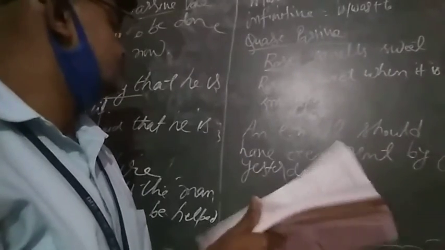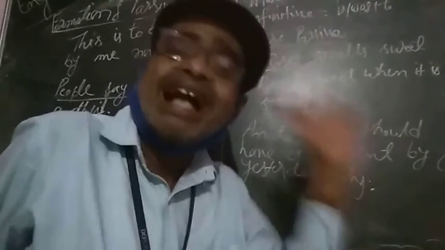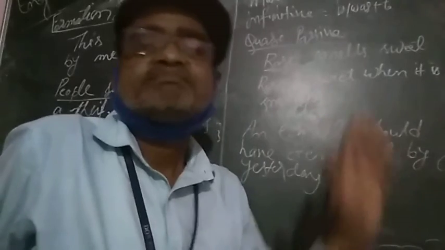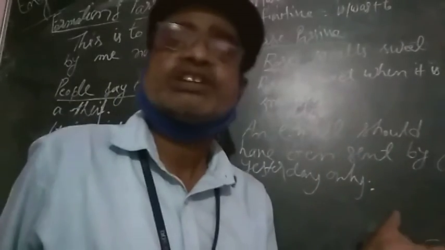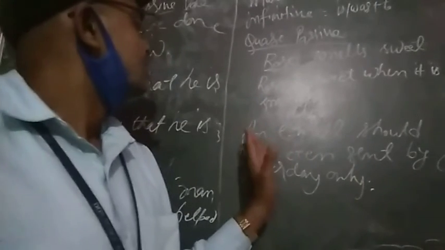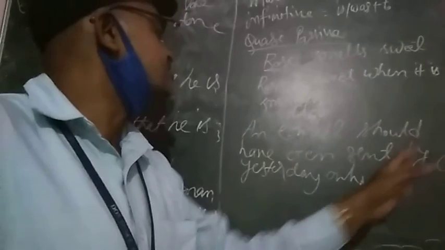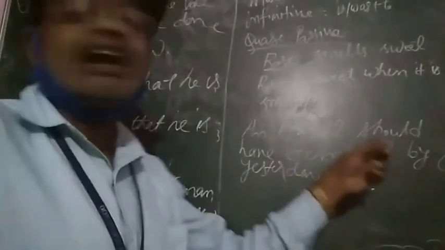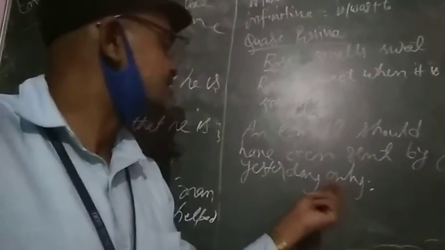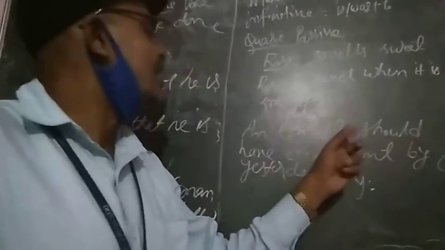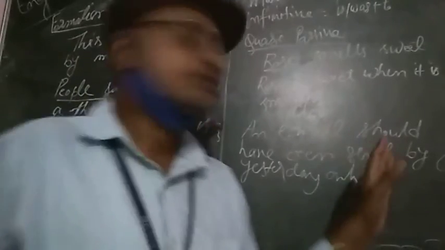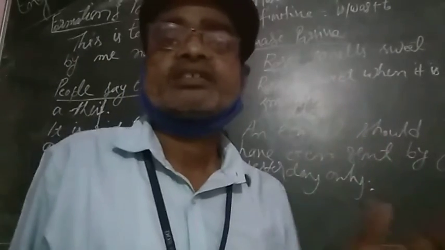Now, if you find should have, could have, might have, may have, then please use been plus V3. Especially this construction you find in a conditional sentence, you know very well. An email should have been sent by you yesterday only. Means you should have sent the email yesterday only.